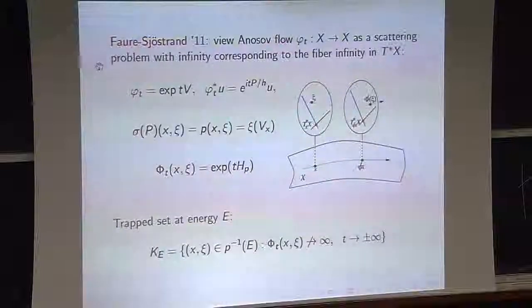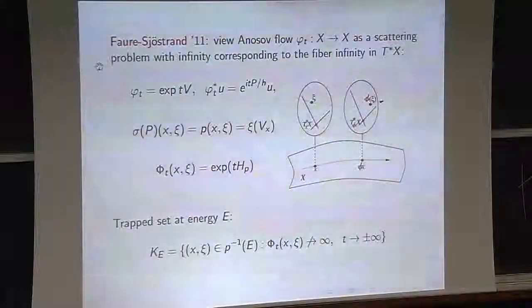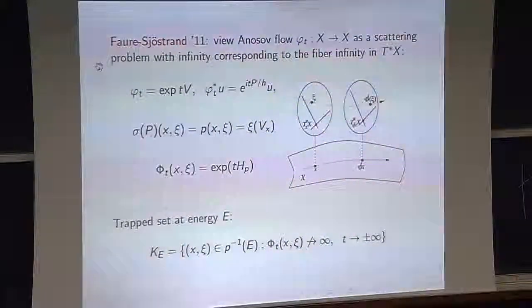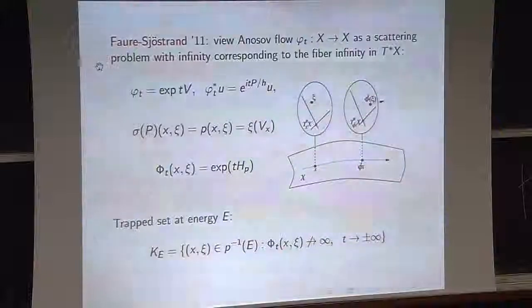It's much simpler. For instance, when energy is equal to 0, what is the trapped set? Well, the trapped set in that case is the zero section, namely the vectors psi equals 0. Well, why is that?